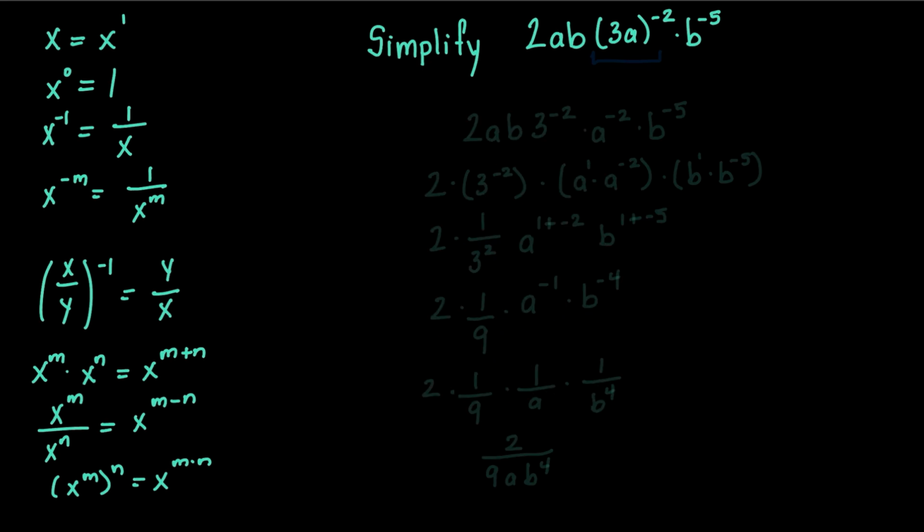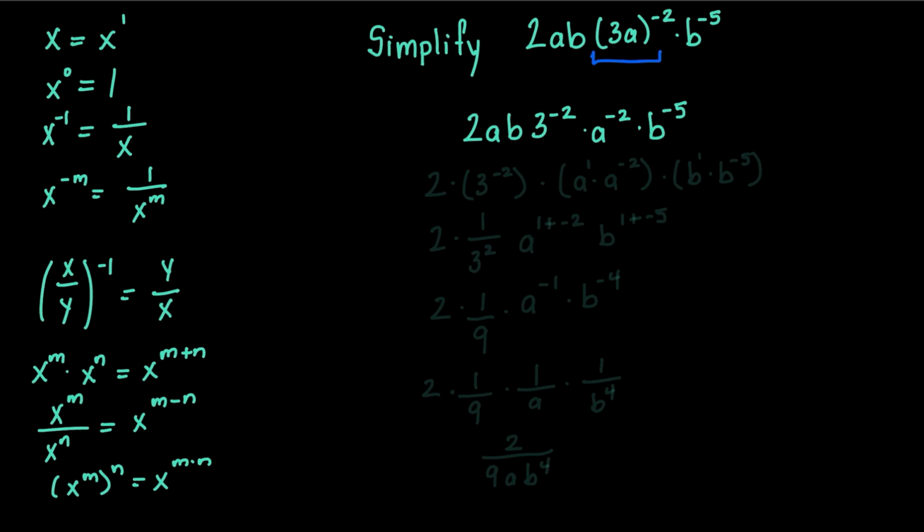Simplify 2ab times the quantity 3a to the negative 2 times b to the negative 5th. Okay. As normal, I'm going to look for parentheses first. So this is where I will start. So 2ab, so this is going to become 3 to the negative 2 times a to the negative 2 times b to the negative 5th.